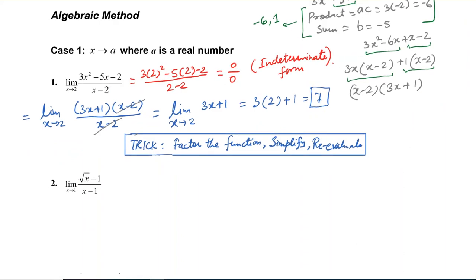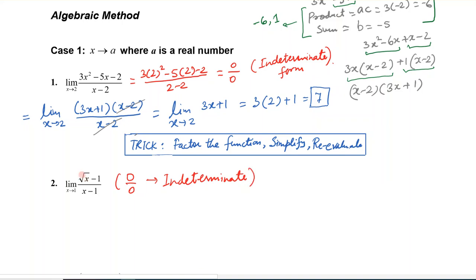Let's take a look at the next example. Again, the first step is to start plugging in the value. On the top we get 1 minus 1, which is 0. On the bottom we get 0. So again we have an indeterminate form, which means we need to do some algebraic manipulation before we can actually evaluate the limit.